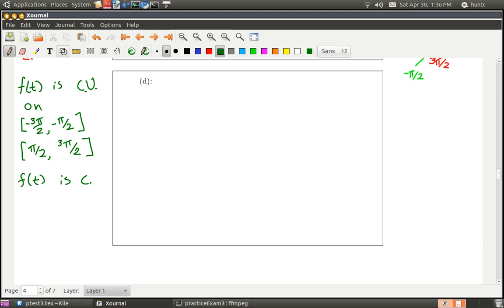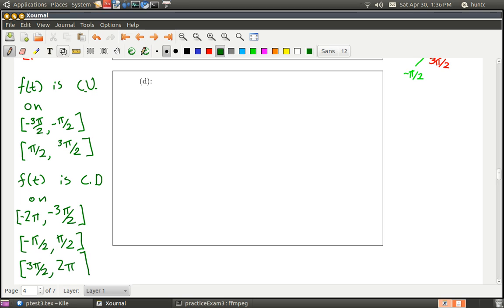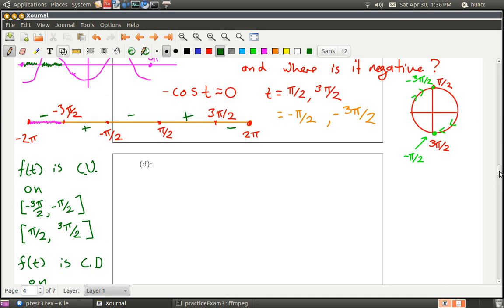So it's concave down on, I'm going to write the complement of what I have there. So negative 2 pi to negative 3 pi over 2. And then again from negative pi over 2 to pi over 2. And then again from 3 pi over 2 to 2 pi. Okay, great. And one final thing I think is we should give the inflection points.